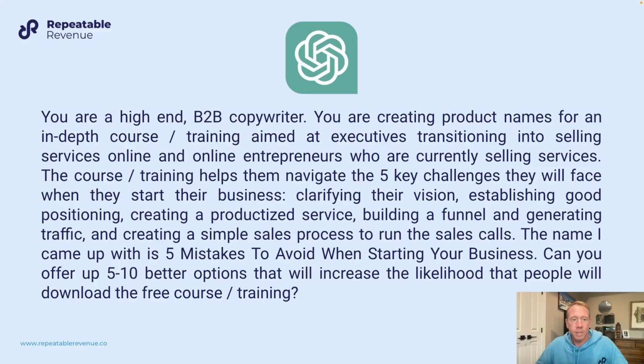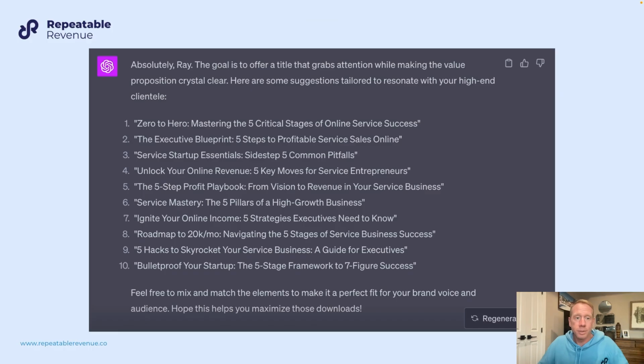Can you offer up 5 to 10 better options that will increase the likelihood that people will download the free course or the training? Pretty in-depth prompt, but what I'm really trying to do is give it as much context. I'm saying who the audience is. I'm giving it a name that I came up with for context. I'm saying how it's going to be used. So I'm trying to give GPT all the data points that it needs to give me some good options. In this example, this is what it came back with: a handful of good names.